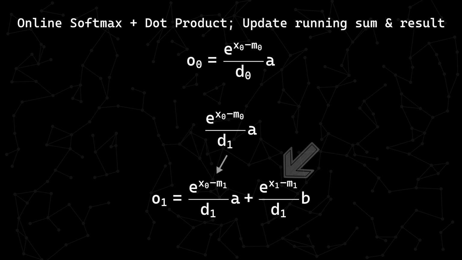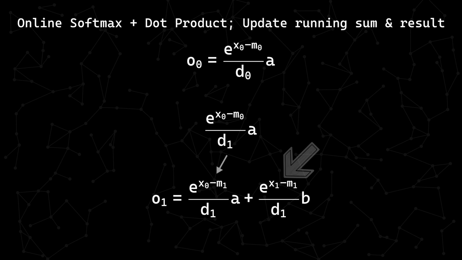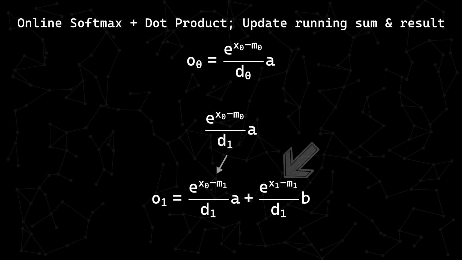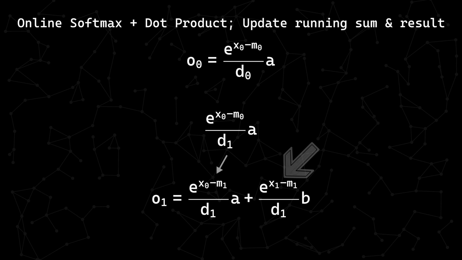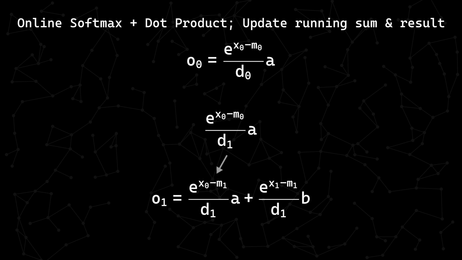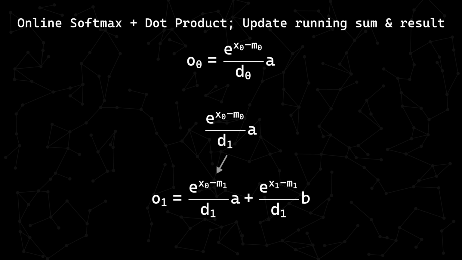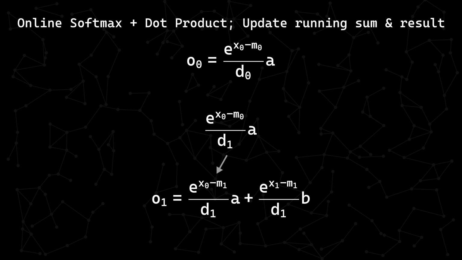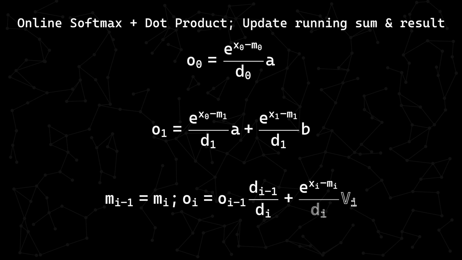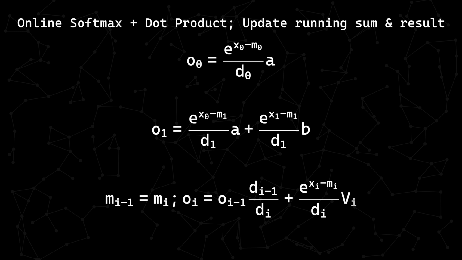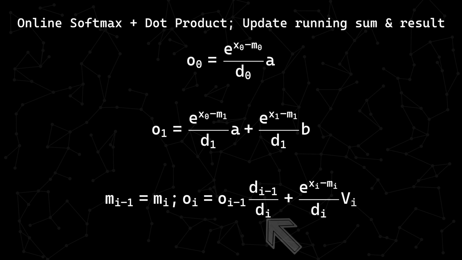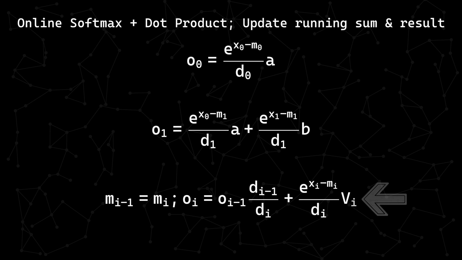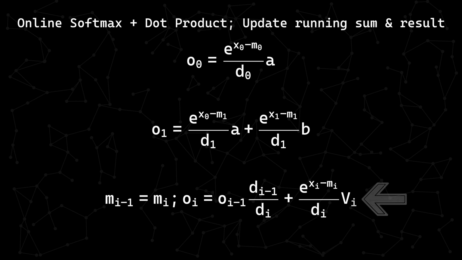Now, we can just add the new output from the softmaxed vector multiplied by b, which is the corresponding element from our column vector in our V matrix. Since our max value didn't change during this second iteration, M sub 0 and M sub 1 are the same. The final equation at the bottom summarizes what we did. When the running max hasn't changed, all we need to do is multiply by the old running sum and divide by the new running sum before adding the new component to our running result.